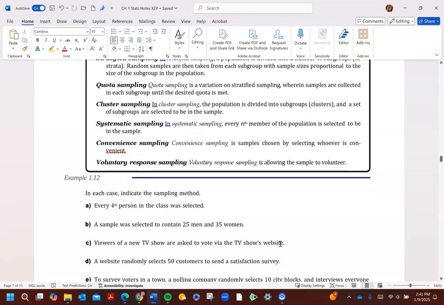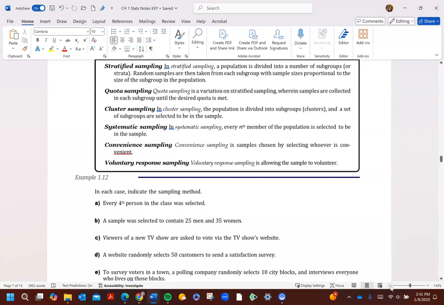Viewers of a new TV show are asked to vote via the TV show's website. A website randomly selects 50 customers to send a satisfaction survey. And then E is to survey voters in a town. A polling company randomly selects 10 city blocks and interviews everyone who lives on those blocks.